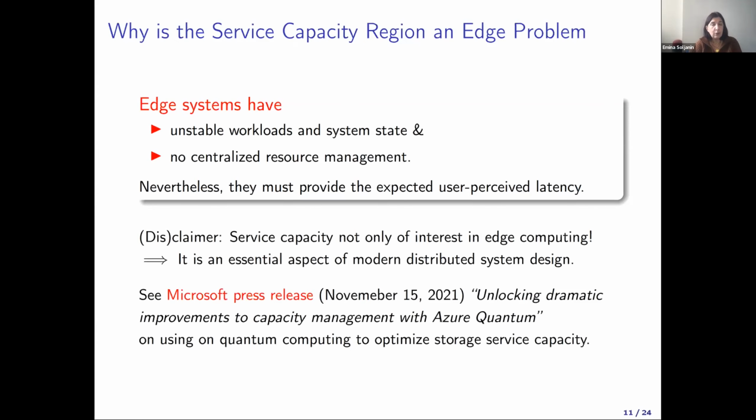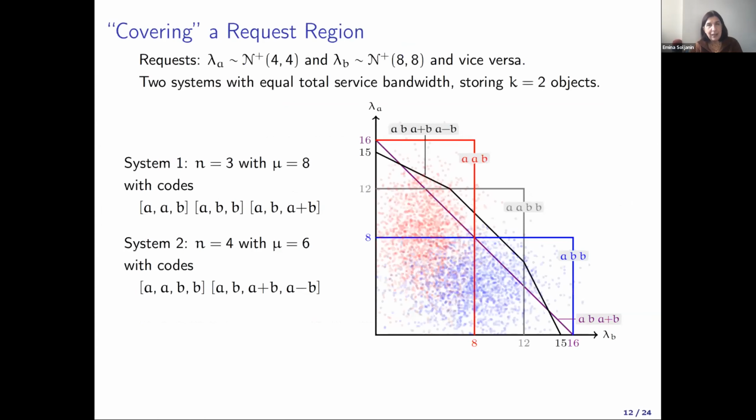And I would also like to provide a disclaimer and a claim that service capacity is not only of interest in edge computing, we believe it's an essential aspect of modern distributed systems. And someone just recently sent me this press release from Microsoft from last month, which says unlocking dramatic improvements to capacity management with Azure Quantum, which is actually saying that Microsoft now needs a quantum computer to solve some of these problems. Right? But these are much more complicated, maybe more nodes, more complicated problems than what I'm going to present. Nevertheless, it's hard.